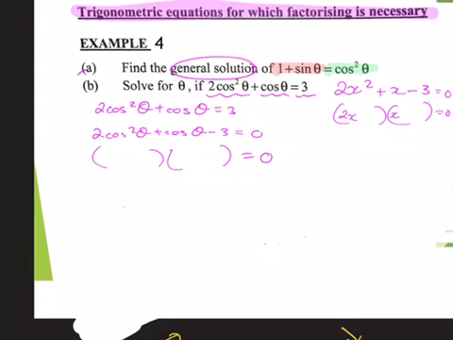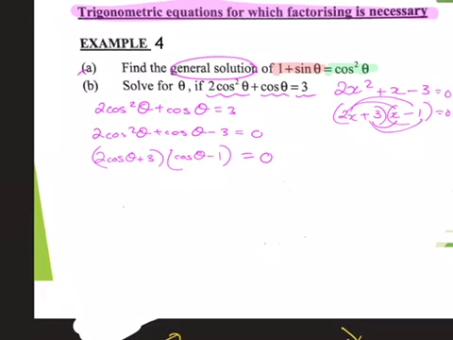And then let's see. So we're going to need 3 and 1, so plus and minus. So it's going to be 2x squared minus a 2x plus a 3x minus a 3, yes, so it's going to be 2 cos theta plus 3, cos theta minus 1.